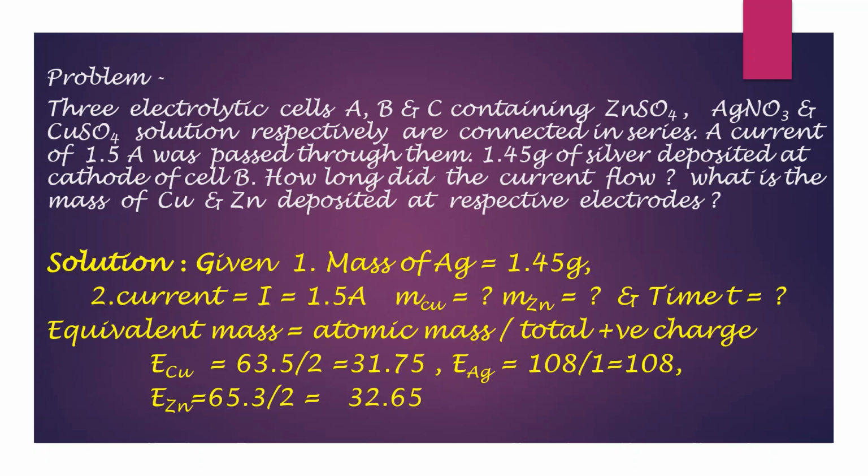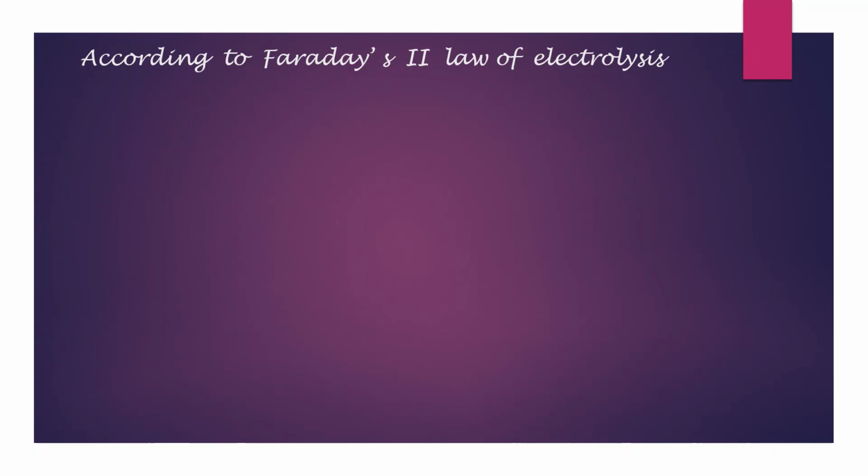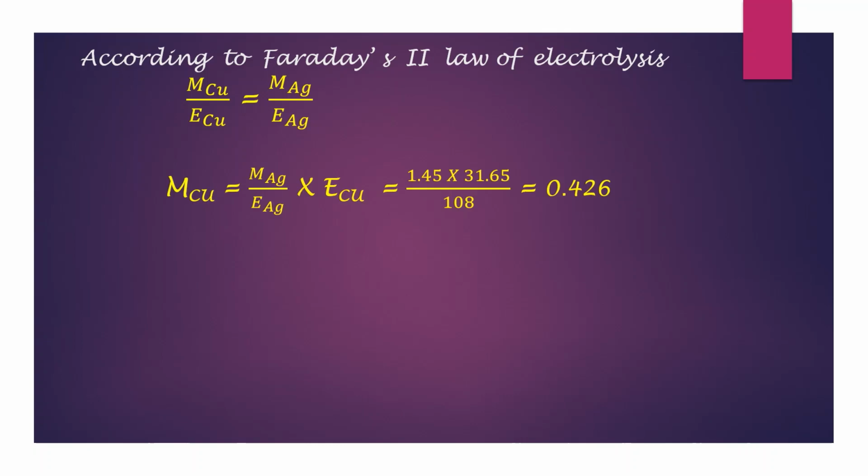Now using these equivalent masses of copper and zinc, we can find the mass of copper deposited at the respective electrodes. Now according to Faraday's second law, M_Cu divided by E_Cu equals M_Ag divided by E_Ag. So we have to take M_Ag divided by E_Ag because the mass of silver is given here. So we have to find out the mass of copper. So the mass of copper deposited, M_Cu, will be equal to M_Ag divided by E_Ag into E_Cu.